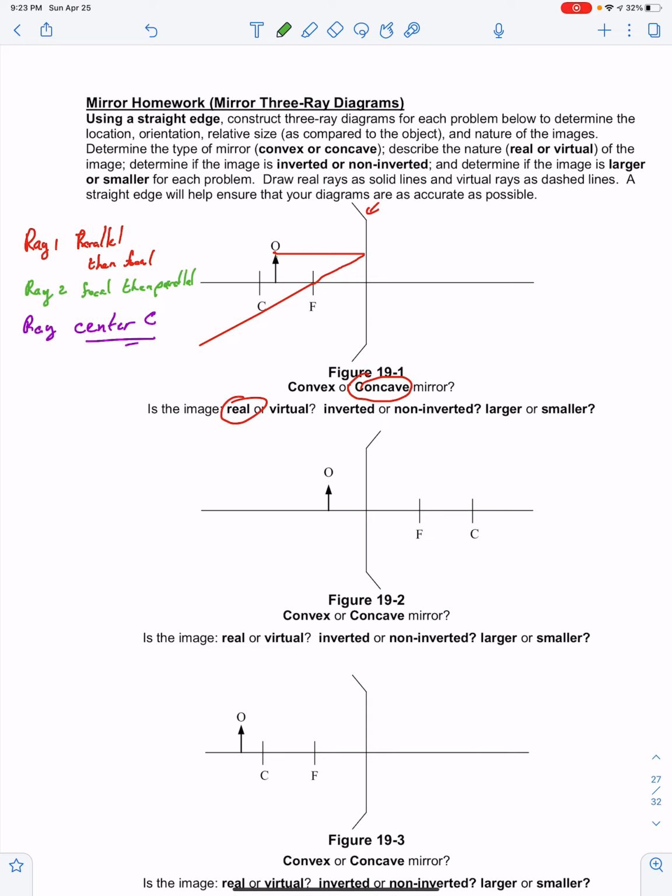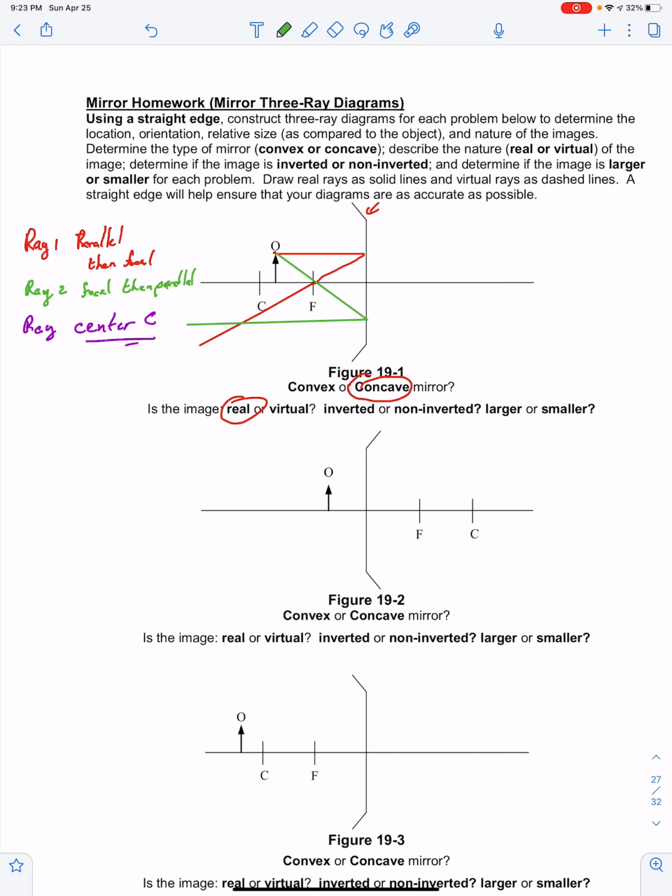Once we hit the mirror, we go parallel. Ooh, man. Sometimes I wish he would just give me a straight line. Here we go. Straight line. With just this, we can already identify our image.